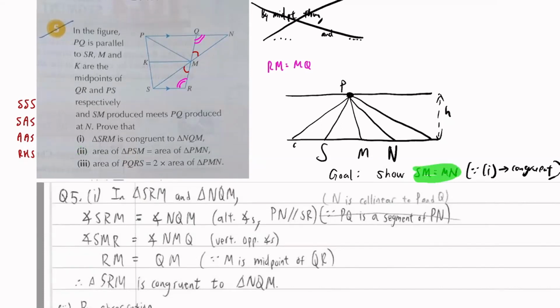After you show that SM equals MN by quoting part 1, you say that congruent triangles have equal length. Therefore, you conclude that the area of this triangle is half times SM times the common height h. But SM can be substituted with MN as we have shown. So it becomes half times MN times h, which is then equal to the area of triangle PMN.